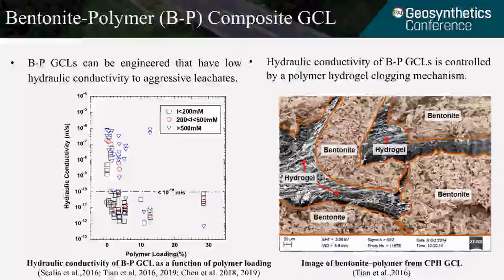When the BP-GCL has polymer loading higher than 5%, it can manage leachate between 200 millimolar to 500 millimolar. Higher than 500 millimolar can be challenging, but it is still manageable if the GCL has enough polymer. For example, here you can see when the polymer loading goes to 28%, the GCL can manage leachate that has an ionic strength larger than 500 millimolar.